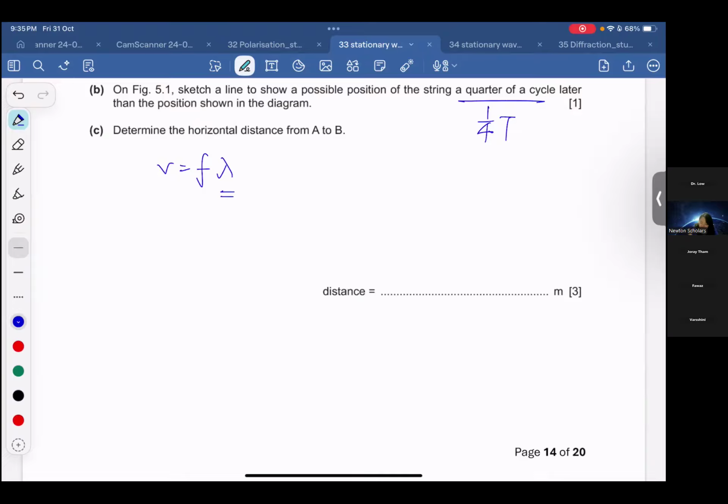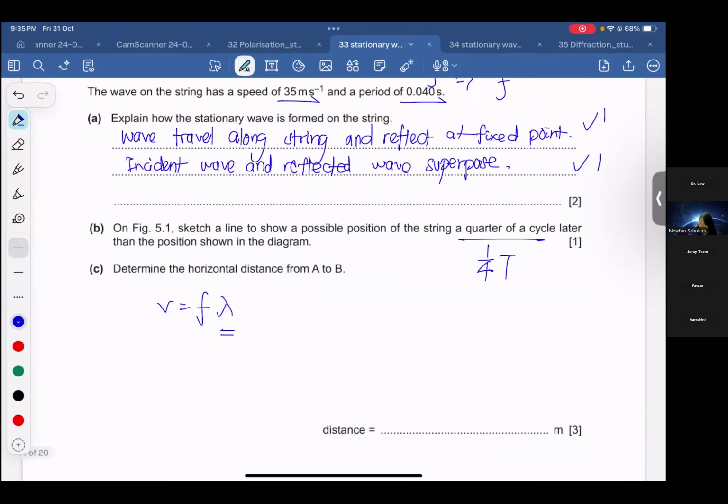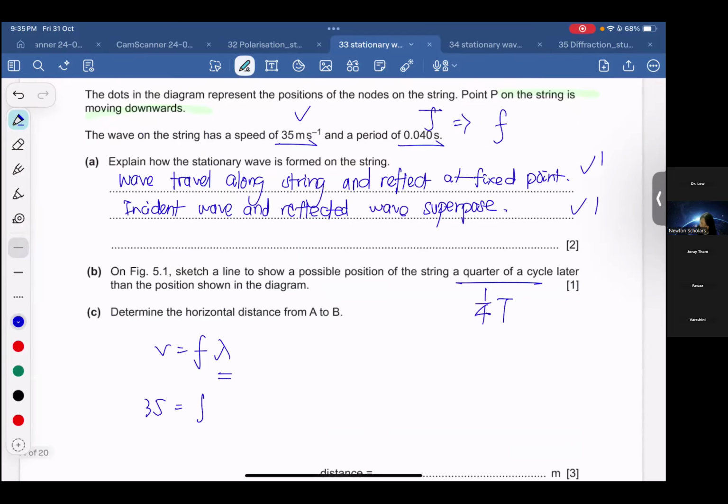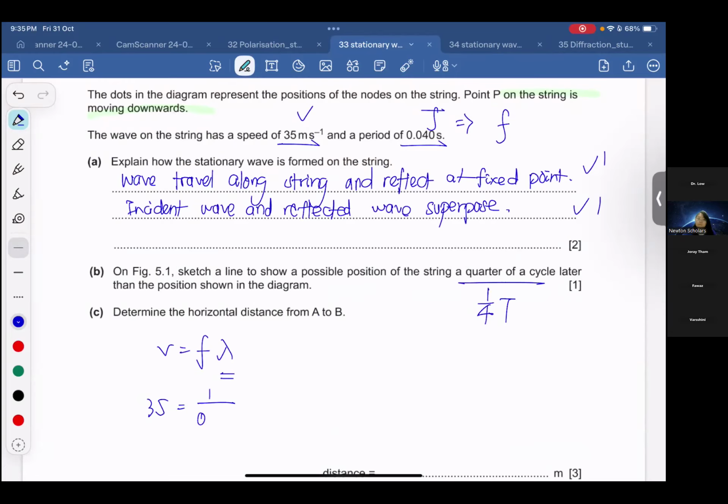They give you speed is 35. Frequency is 1 over T. So at here, frequency is 1 over 0.04. Then you get the wavelength. From here, my wavelength is 1.4 meter. Am I right? Oh, Wesley, is it you didn't do the conversion? Power correct. Manjo, do you know what is the answer?